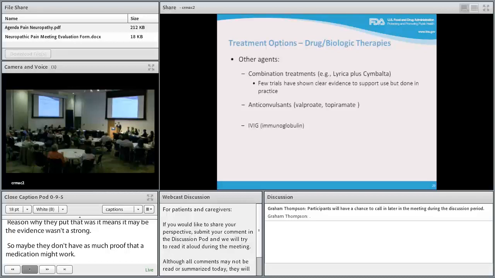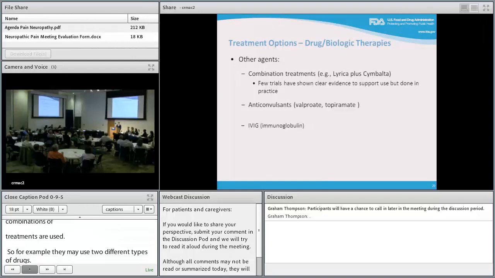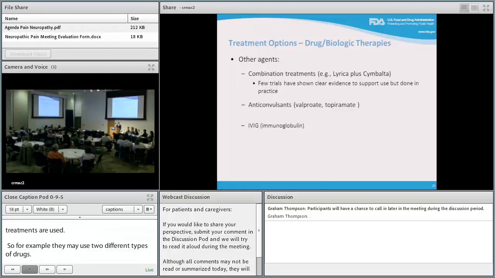And then a lot of times in reality, combinations of treatments are used. So for example, they may use 2 different types of drugs, or you might use one drug and another treatment modality such as acupuncture. Problem is it's much harder to study and there's less evidence to prove it. However, it's used commonly in practice, and physicians may even tell you when you see them, this is what I've used and this is what's been shown to be effective in your case. Then there are other types of anticonvulsants that are used sometimes, and then there's also immunoglobulins sometimes used for other treatments, for certain specific types of treatments.